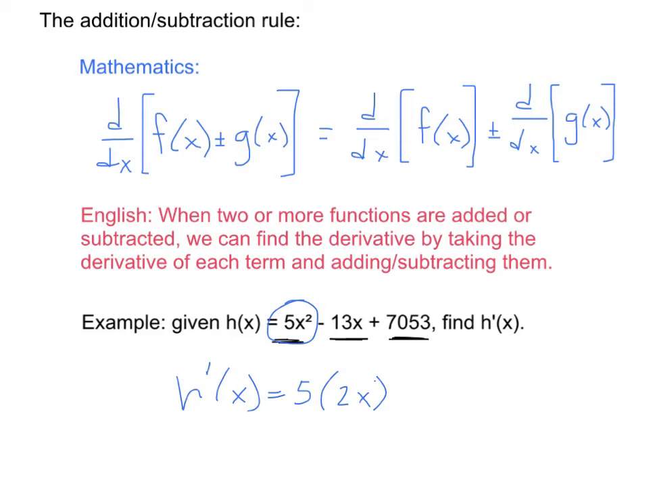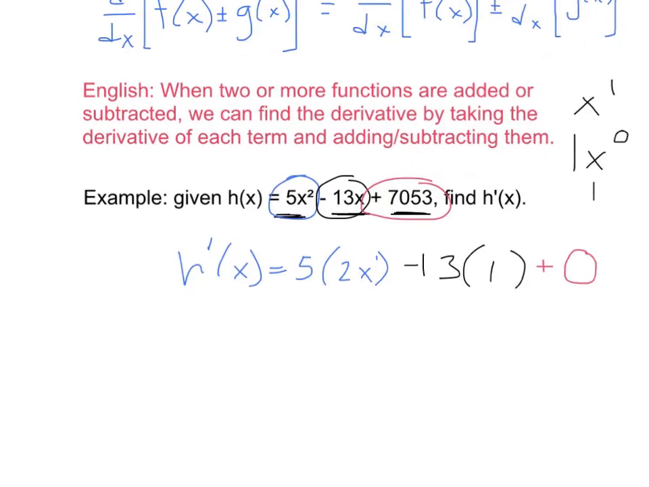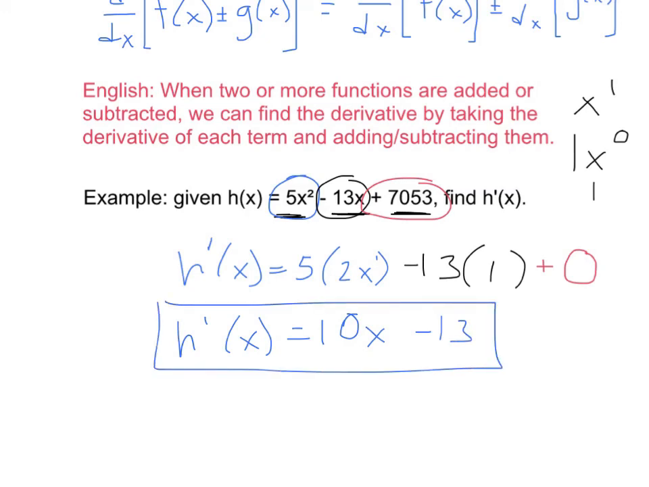Right? Then I'll have my next thing, this minus 13x. So I have minus 13 times the derivative of the x part. Now this one's interesting. The derivative of x is like x to the first power. So when I do that, I'm going to bring down the 1, and then I have x raised to the 0 power. But x to the 0 is just 1, so this ends up being 1. Right? Then last, we have the derivative of 7,053. Well, remember, 7,053 is just a constant, so its derivative will be 0. So all in all, the derivative of this thing, h prime of x, is going to end up being 10x minus 13. That's my derivative function.